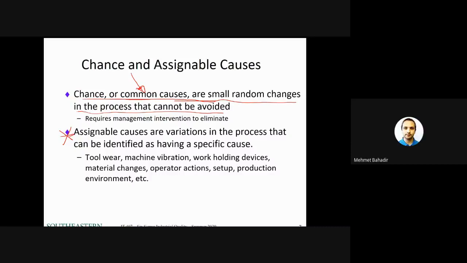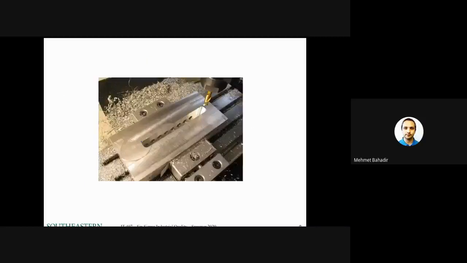So again, one more time, what we are looking at is the changes that cause a certain pattern in the process, and they can be assigned to a certain cause, a certain problem, and we can easily identify them by looking at the variable control charts. So those are the ones that we are interested in for quality control. So what are those parameters again?